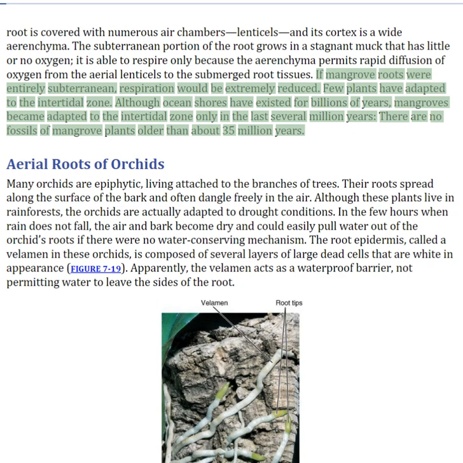Few plants have adapted to the intertidal zone. Although ocean shores have existed for billions of years, mangroves became adapted to the intertidal zone only in the last several million years. There are no fossils of mangrove plants older than about 35 million years.